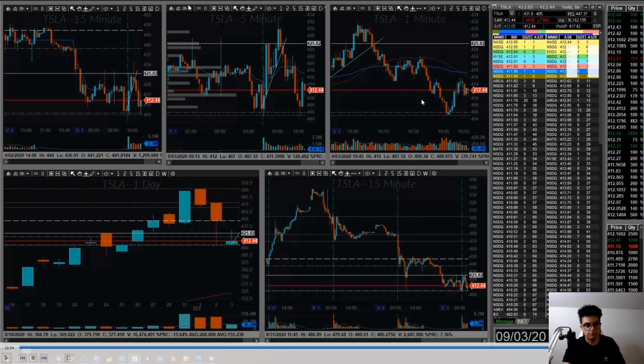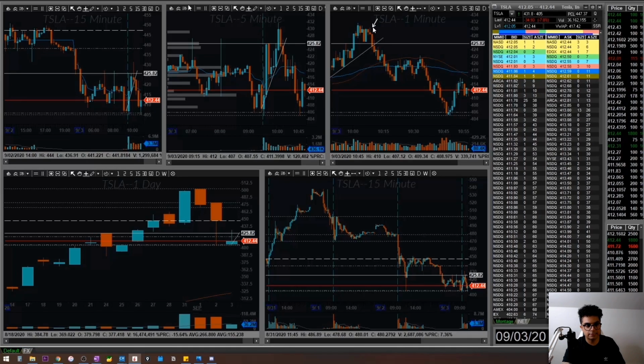So it never broke that level. This was the high of the day. This is the entry we were looking at, and 431.8 was the high of the day. So traders who just trade based on the chart, I think they got faked out hard.